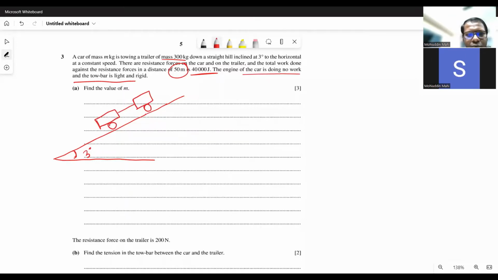So what we can do here, at first, let's find out the resistive forces. We know that work done equals force times distance moved in the direction of the force. Here, work done due to resistive forces is 40,000 joules, and the resistive force we don't know, and that work done was for a 50-meter distance. So from here we can find the resistive force, and that's going to be 800 Newton.